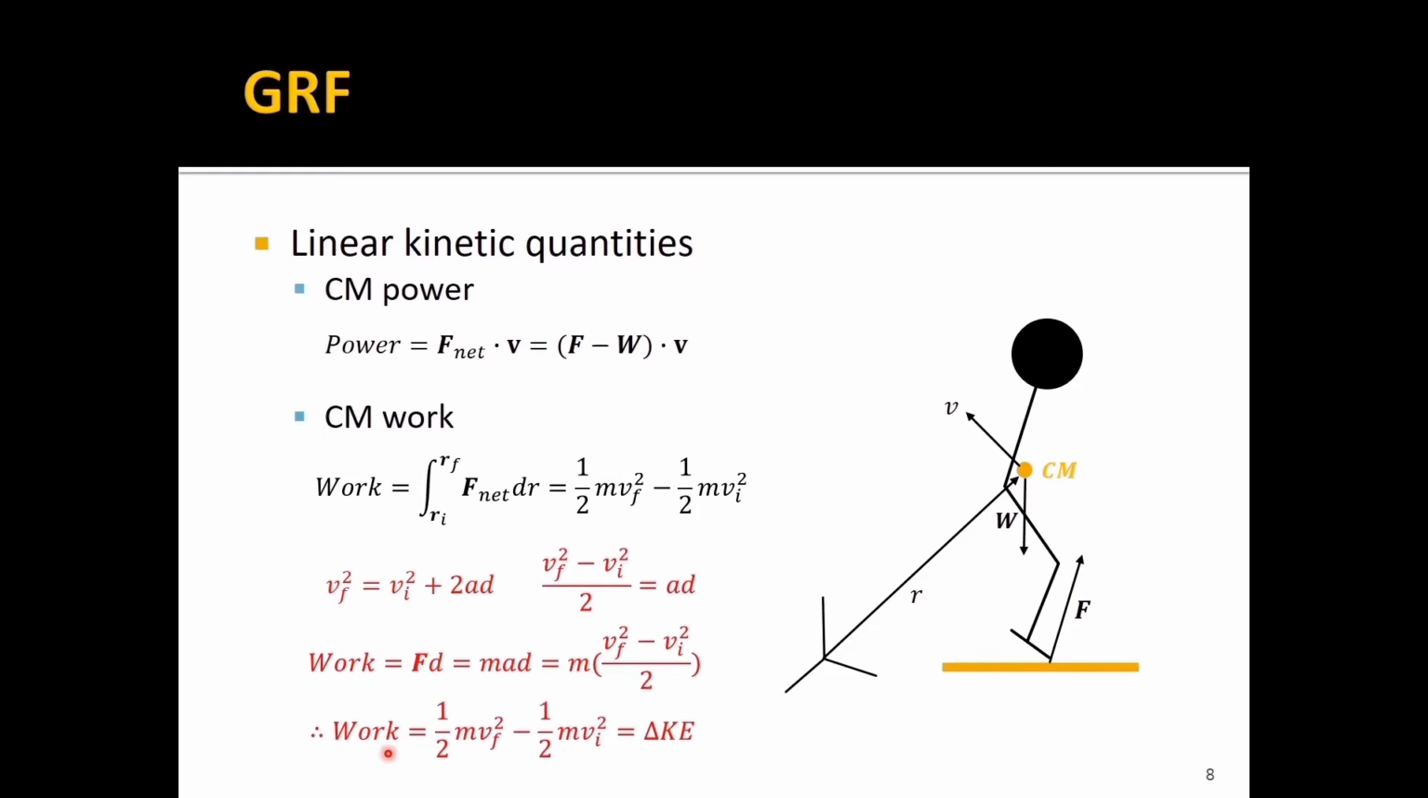Finally, we can get the mechanical work is equal to 1/2 m vf squared minus 1/2 m vi squared. And this is the final kinetic energy. This is the initial kinetic energy. This is the change in kinetic energy. So the work causes a change in kinetic energy.